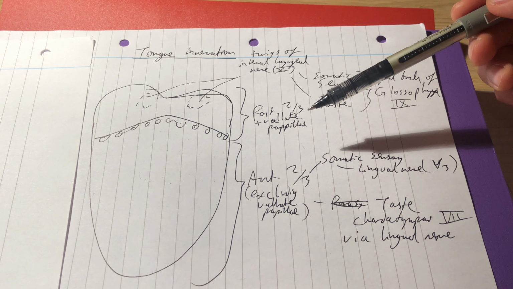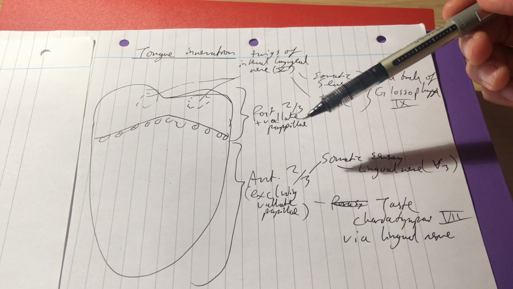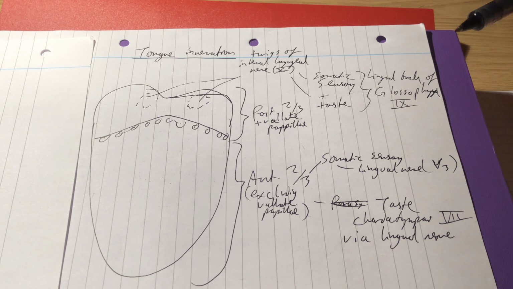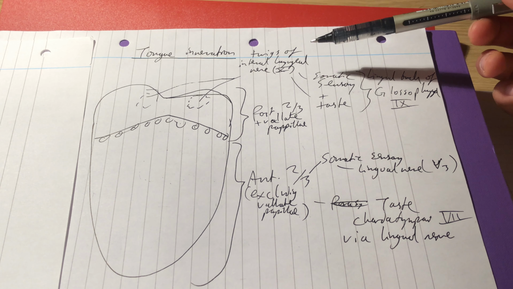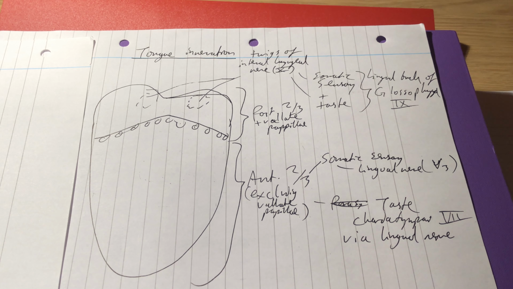The innervation of the posterior 2/3 of the tongue and the vallate papillae or circumvallate papillae is mainly by the lingual branch of the glossopharyngeal nerve, or nerve 9, for both somatic sensory and taste. However, it is believed that there are some very small branches or twigs of the internal laryngeal nerve, from nerve 10, that supply part of the posterior 2/3 of the tongue for sensory and taste, near to the epiglottis.